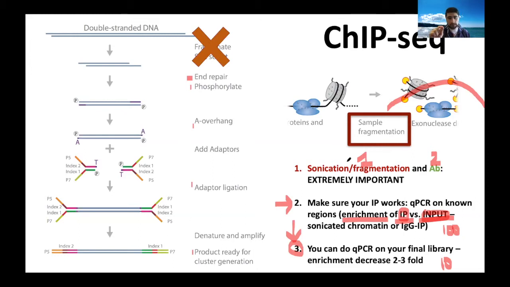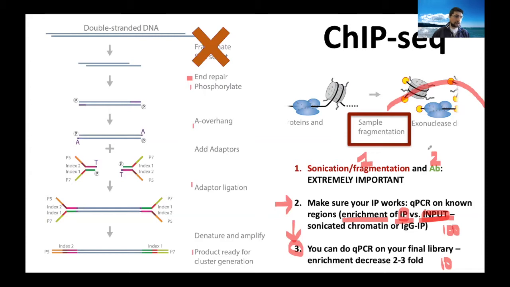Remember, you're doing fragmentation on the chromatin, okay? So it's both DNA and protein at the same time. And that is before immunoprecipitation, okay? So before adding your antibody. That's why many groups are using endonucleases for fragmentation. They're much gentler on the chromatin than regular sonication, okay?